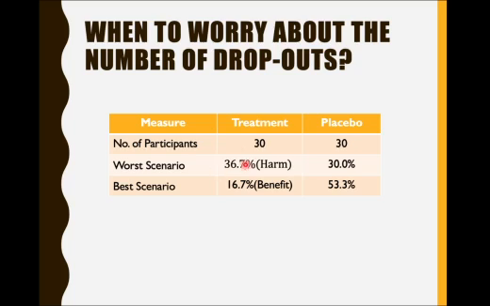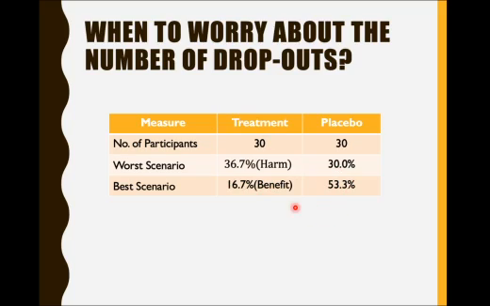Since many people in the worst scenario died, 36.7% of them died in the treatment and only 30% in the placebo. And then we say that the treatment is harmful. The treatment is harmful. Now, on the other hand, in the best scenario, we only have 16.7% who died in the treatment, but 53.3% in the placebo.